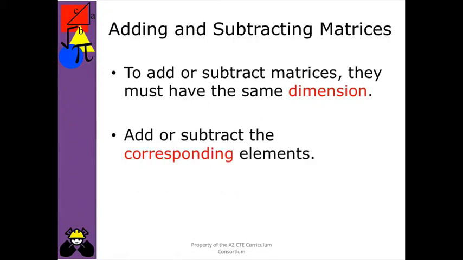So, adding and subtracting matrices. It's important that when we add or subtract matrices, they have to have the same dimension. In other words, they have to be the same size. And what we do is add or subtract the corresponding elements. So if an element is in row 2, column 3, we would add or subtract it with the element in the second matrix in row 2, column 3. And I'll explain that a little bit further in the next one.